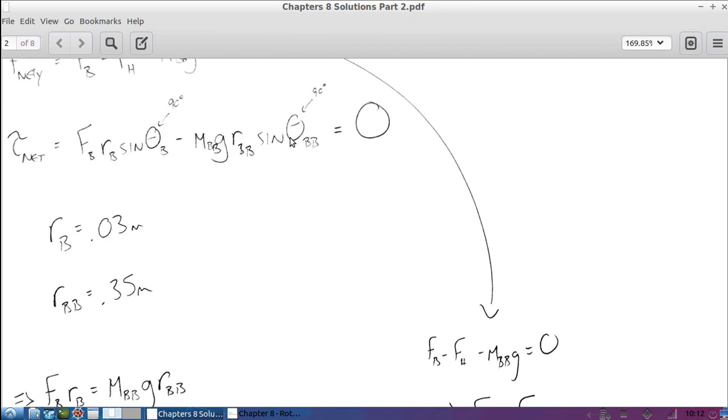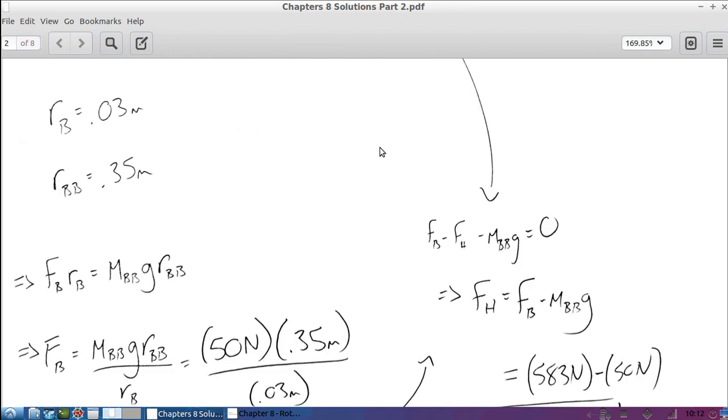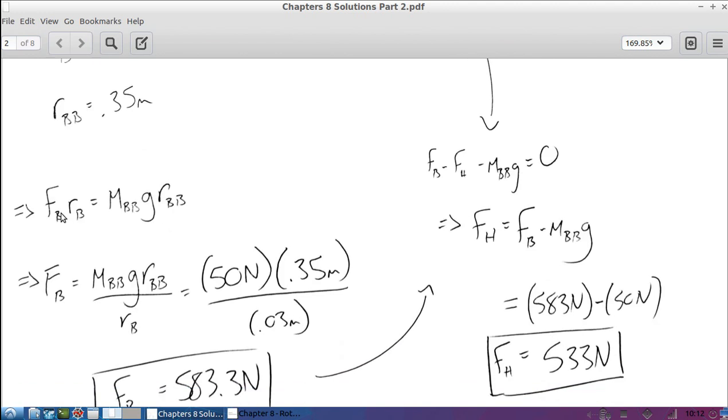So I'm going to get rid of my sine theta terms because they're equal to 1. Add m g r of the bowling ball to both sides. And so now I have the torque due to the biceps force is equal to the torque due to the bowling ball. Again, if you picked clockwise to be positive and counterclockwise to be negative, you'd still get this same equation right here. So now we're ready to solve for the biceps force. All I have to do is divide both sides by the biceps radius vector. I've got a nice expression here.